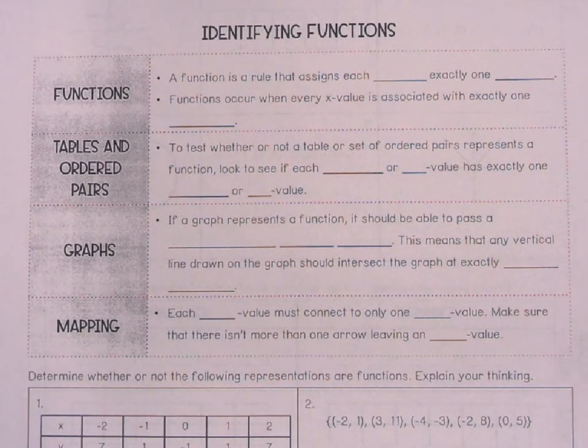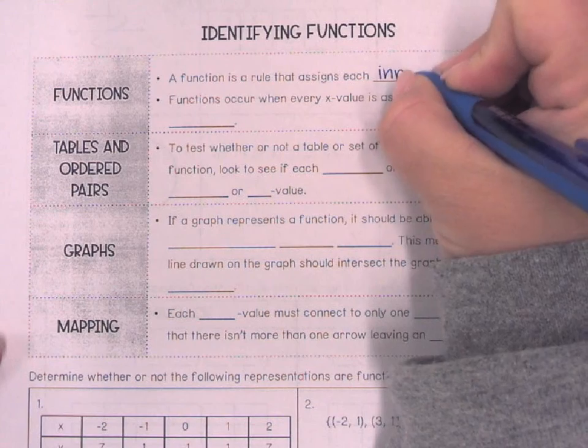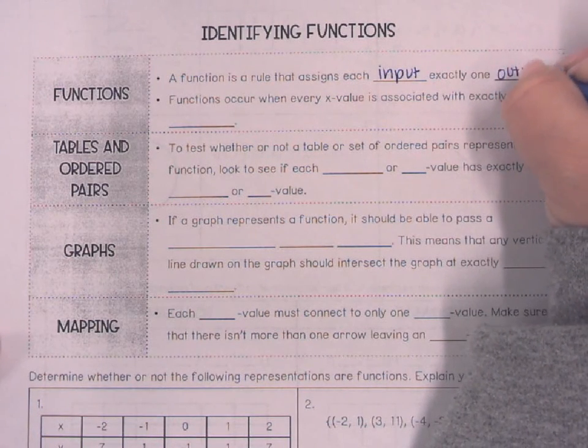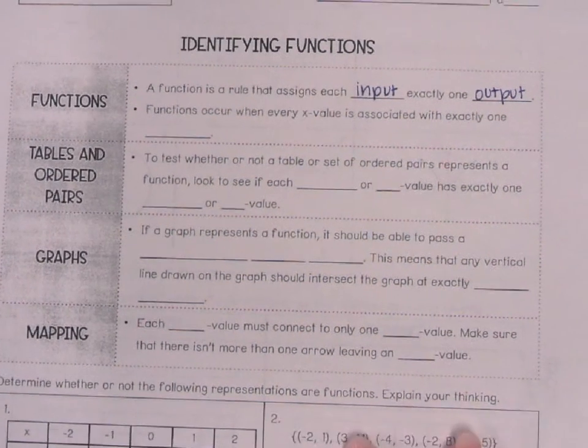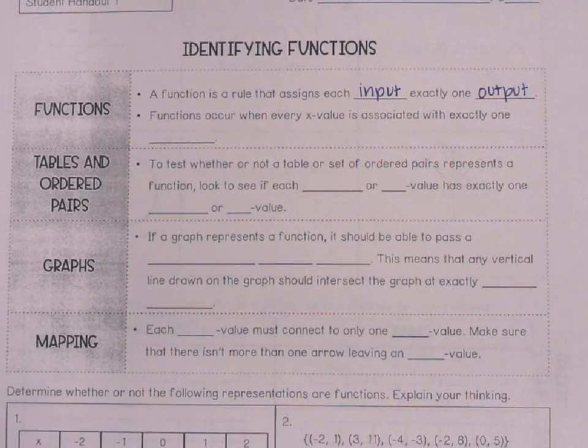So what is a function? A function is just a rule, okay? So it assigns each input to exactly one output, okay? So you have to think about what input is and what output is. Input and output we talked about before when we talked about ordered pairs, X and Y, and tables and graphs and equations and things like that.